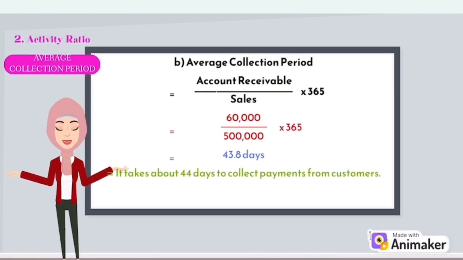Average collection period. The formula for the average collection period is accounts receivable multiplied by 365, then divided by sales. In this case, the accounts receivable is 60,000 and the sales is 500,000. To calculate the average collection period, we multiply 60,000 by 365, then divide by 500,000. This gives 43.8 days. This means it takes about 44 days to collect payments from customers.